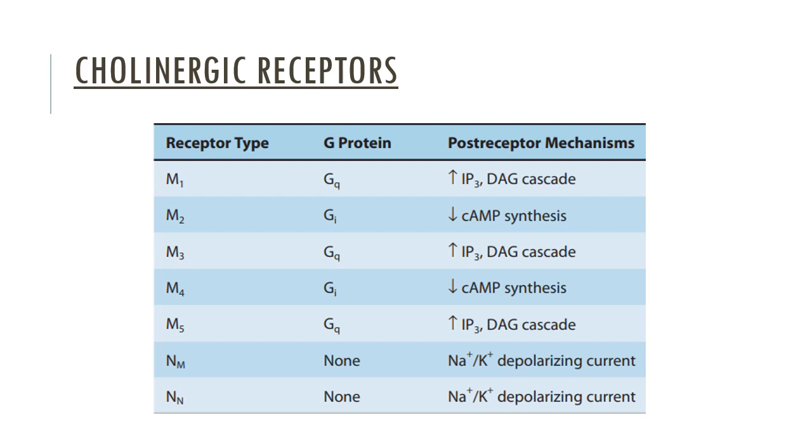And NN, these are the nicotinic receptors at autonomic ganglia. Generally autonomic, they are also present at other sites. So in the autonomic ganglia, the receptors are nicotinic, NN. So the postsynaptic receptor mechanism is through the stimulation or by the effect on the sodium potassium depolarizing current. Next.